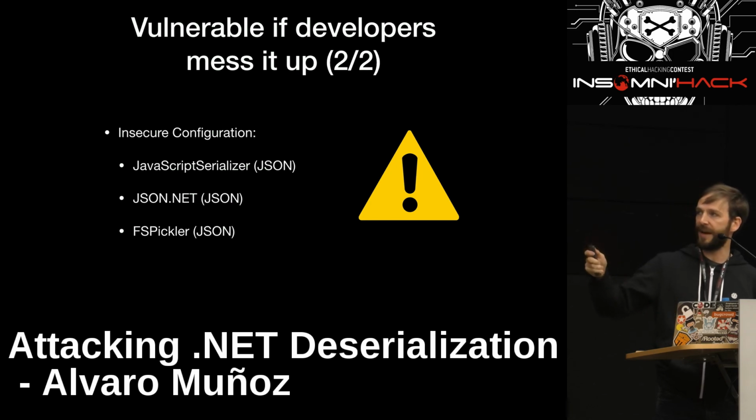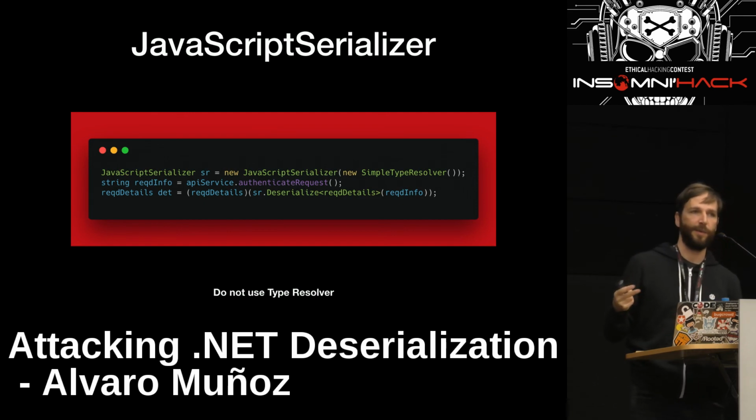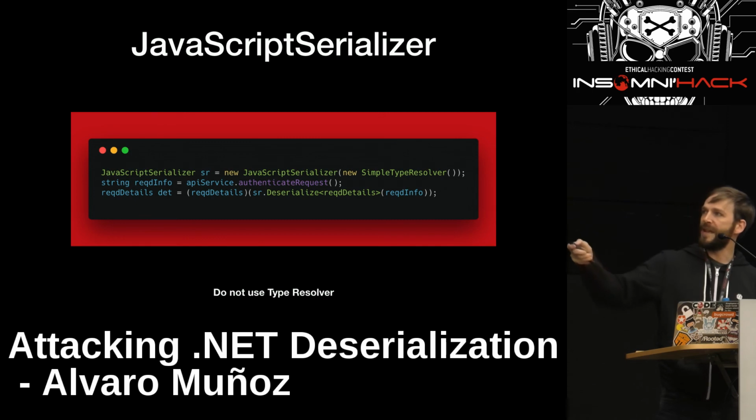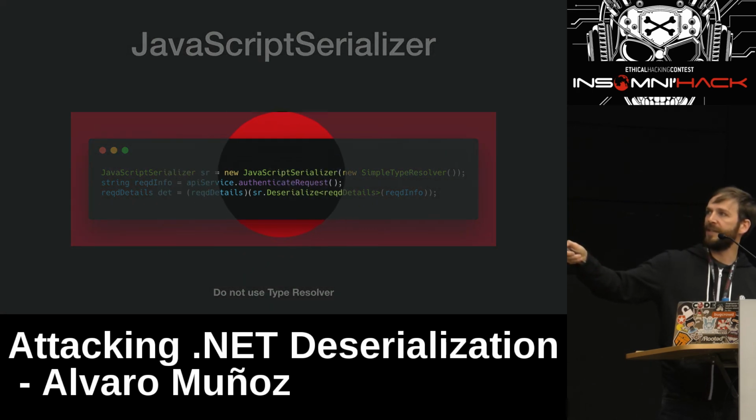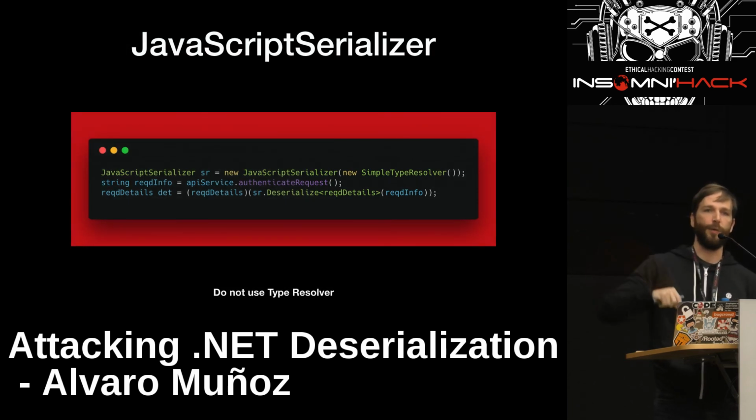So for example, JavaScriptSerializer. That is the native solution for JSON serialization in .NET, the one that is used, for example, by ASP.NET. You should never use that with a type resolver. If you initialize this JavaScript serializer with a type resolver, that basically means that it's going to include the type discriminators, the type information with the JSON data, and then it's going to process that, and that is going to allow the attackers to control which types are going to be reconstructed, and then that will lead to arbitrary code execution. So that's JavaScriptSerializer.